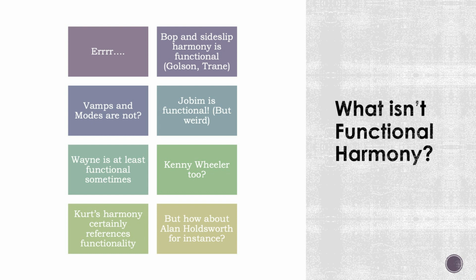Vamps and modes are not functional, but they can actually have functionality superimposed on them. For instance, the example of Cannonball Adderley, who played changes that weren't there over the top of So What or whatever. Jobim is functional, but weird. So you'll often see chord progressions are a little bit non-standard in Jobim, but normally they have quite a strong functionality to them. They feel like they move to target chords or whatever, even if they do so in an unusual way. Wayne Shorter is functional at least sometimes.